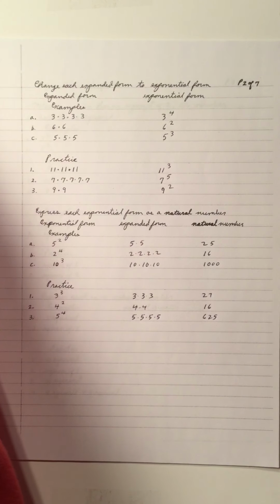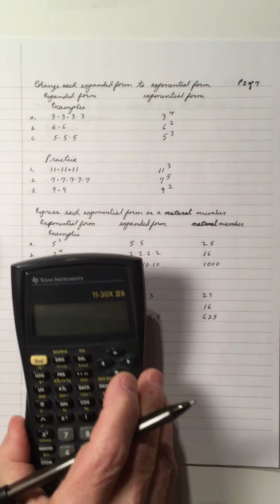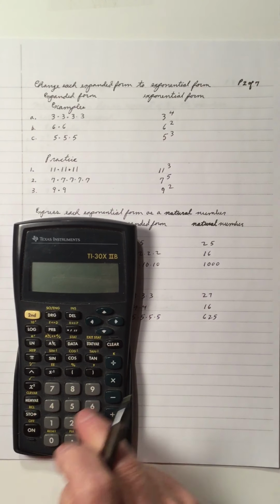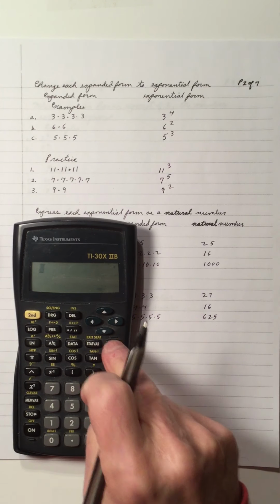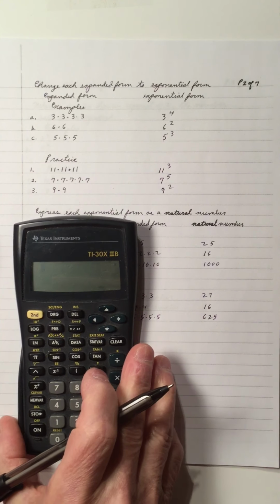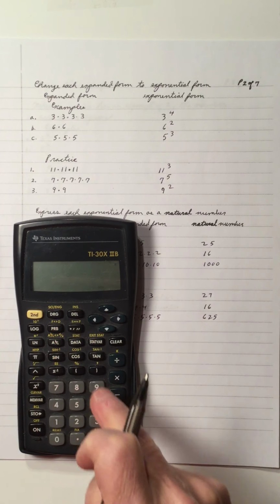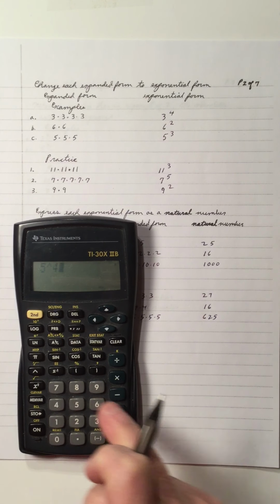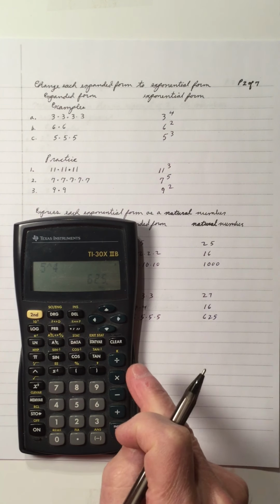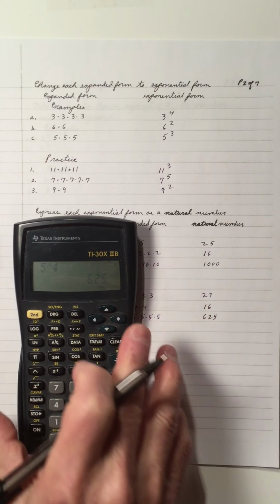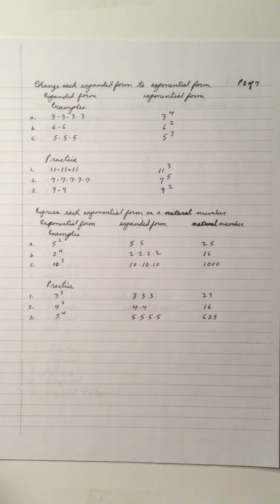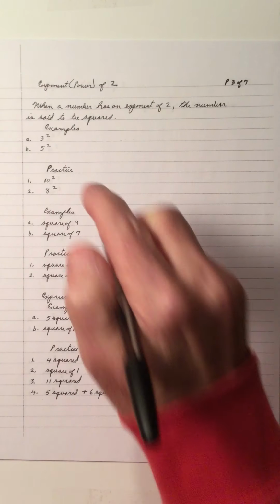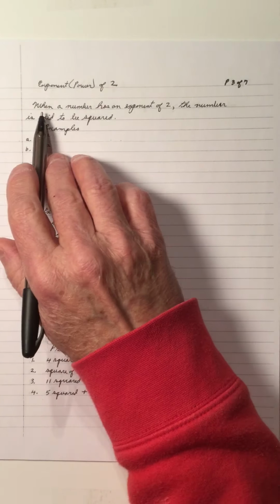But there's another way to do that if you use your calculator. I use the Texas Instrument, and if you use your exponent button, then you go 5, power button, 4. It'll give you 625. I'll do more later on with the calculator.